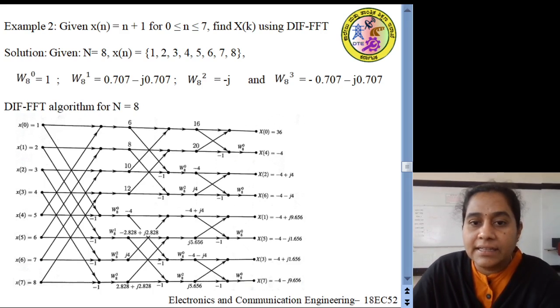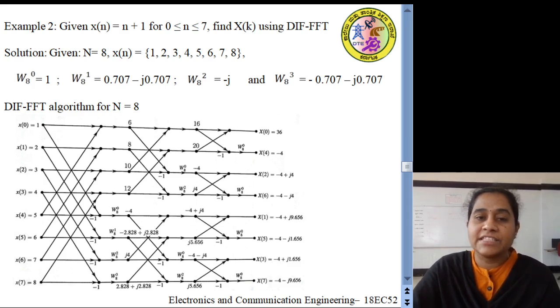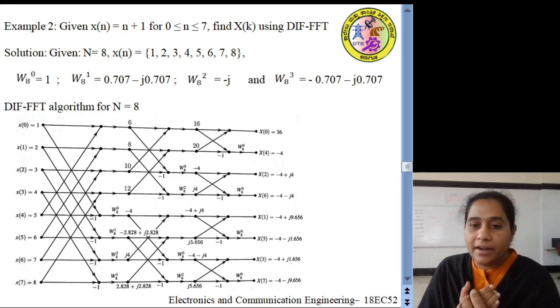what we obtain is this. We are giving the inputs in natural order. x of 0 is equal to 1, x of 1 is equal to 2, x of 2 is equal to 3, x of 3 is equal to 4, x of 4 is equal to 5, x of 5 is equal to 6, x of 6 is equal to 7 and x of 7 is equal to 8. So, input in natural order.